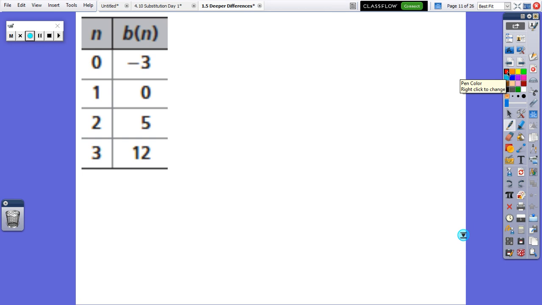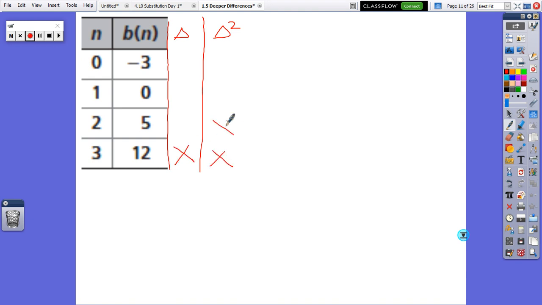Anytime that we want to write any kind of definition, whether it's closed form or whether it's recursive, the first thing we need to do is create a difference table. So we're going to do a delta column, and we're going to do a delta 2 column. All right, this one is only going to have 1 blocked off, this one is going to have 2 blocked off. 12 minus 5 is 7, 5 minus 0 is 5, and 0 minus negative 3, which is the same thing as 0 plus 3, is 3.